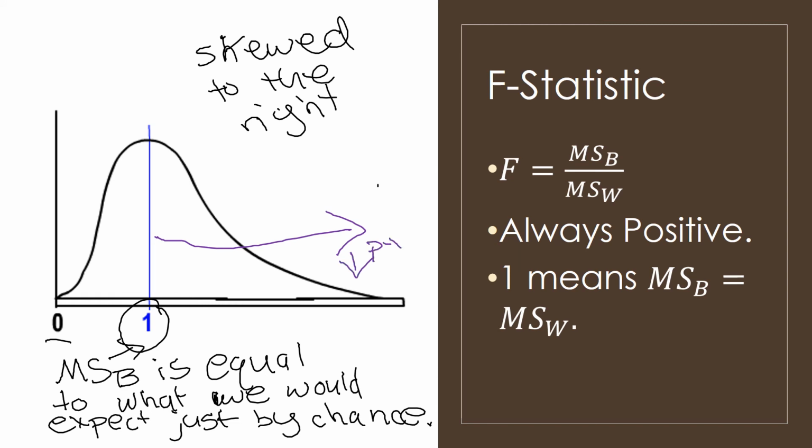Okay? So let's go back to our example, and we had a really big MS between. This probably won't really happen in real life, but it's just for demonstration purposes. We have 2000 on top, and we had an MS within of 0.26. And if you put that in your calculator, then you get a really big number of 7692.